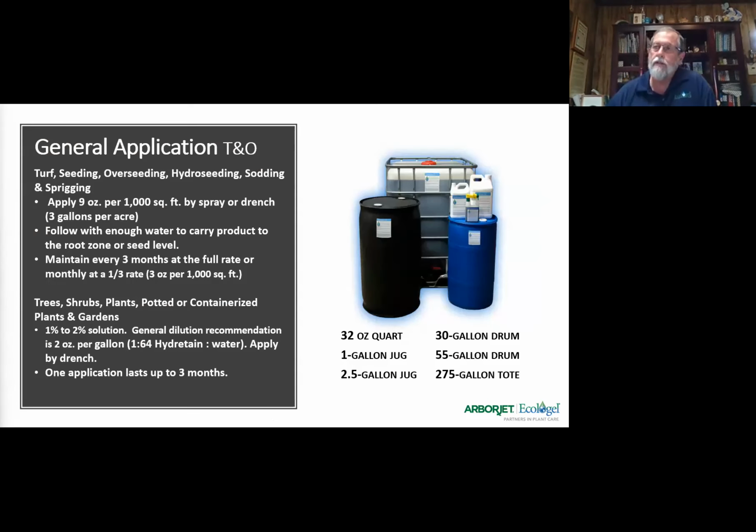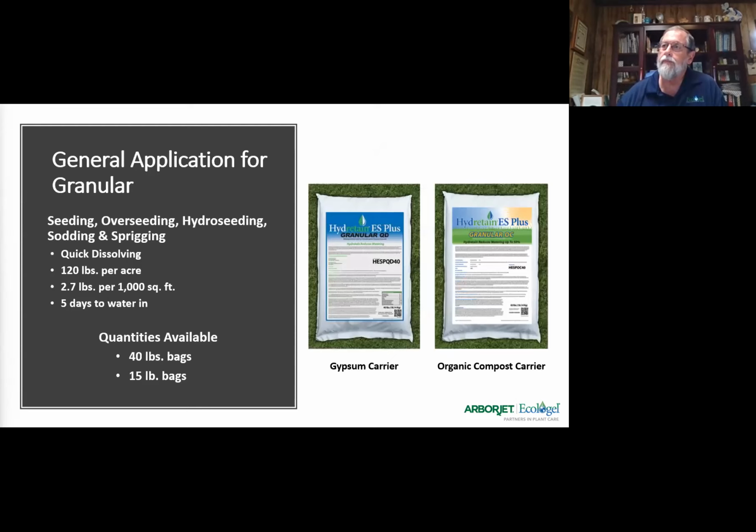So the applications of Hydretain are things like 9 ounces per 1,000 square feet on turf, or you can split that up: every 3 months put out the 9 ounces, or 3 ounces every month, or you can put out 2 ounces per gallon and drench your landscape plants. There's more details on the Hydretain website. There's also the granular, that on lawns you go out at 3 bags to an acre, or 2.7 pounds per 1,000. One of those bags covers 14,800 square feet, and has the same effect.